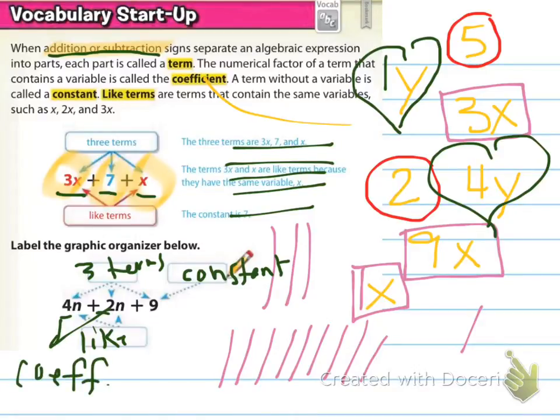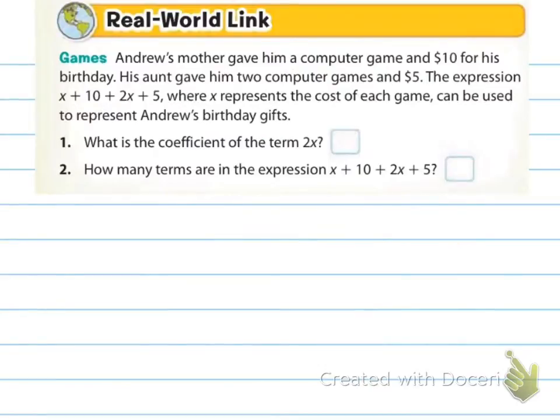Okay, so I just wanted to put that out there. So now let's move on. It says, real world link, Andrew's mother gave him a computer game and $10 for his birthday. His aunt gave him 2 computer games and $5. The expression x plus 10 plus 2x plus 5, where x represents the cost of each game, can be used to represent Andrew's birthday gifts. So we've got this is the computer game that Mom gave him. And here's the $10 that Mom gave him. Then here's 2 of the computer games that Aunt gave him and the $5 that Aunt gave him.